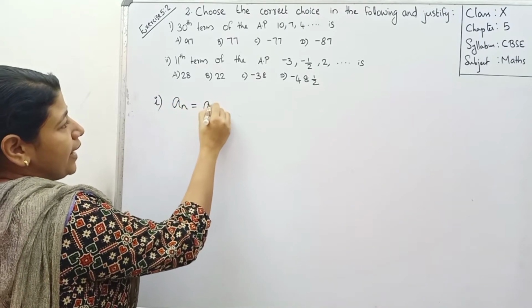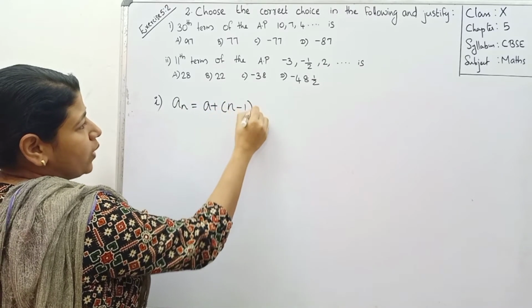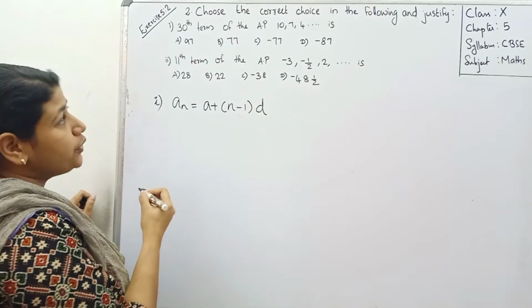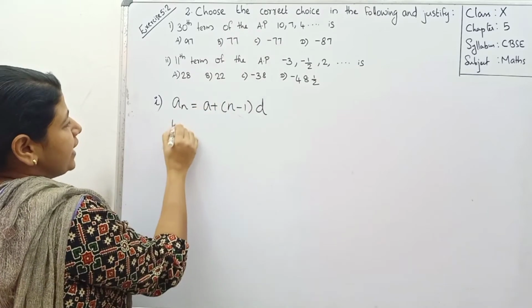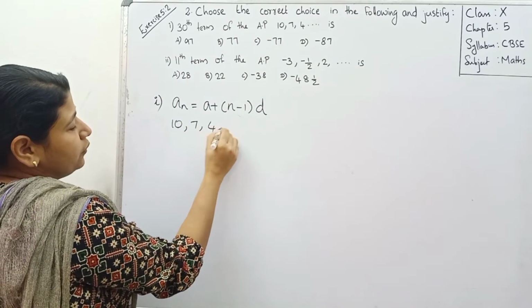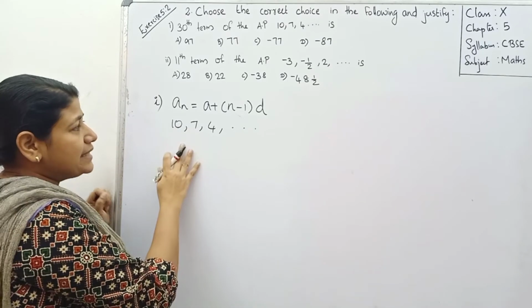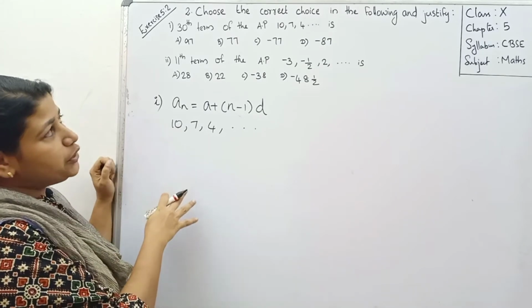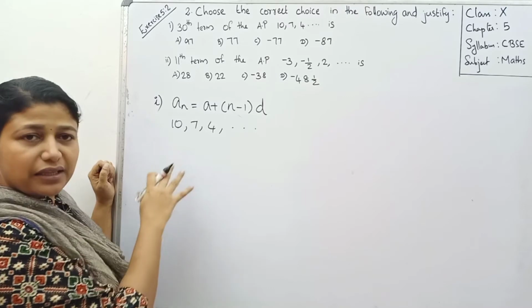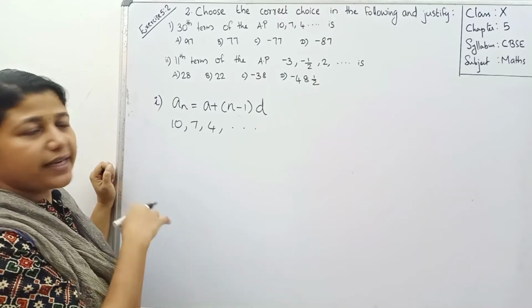An equals a plus n minus 1 into d. So our AP is 10, 7, 4, etc. This is the given AP. Since it is given that this is an AP, there is no need to check.